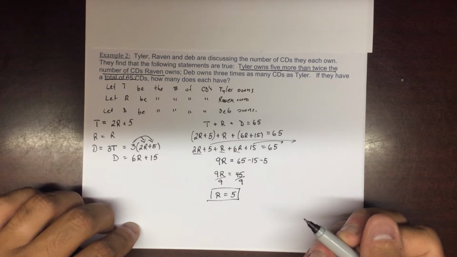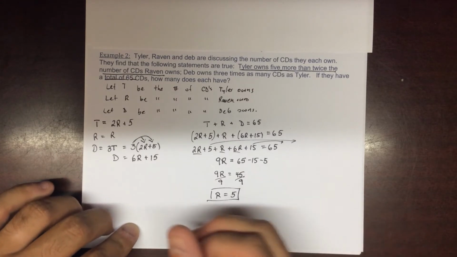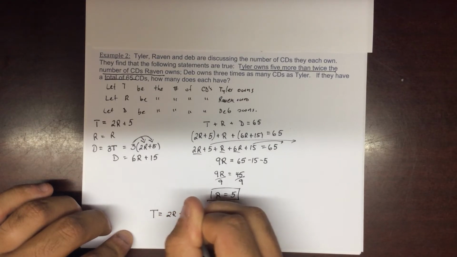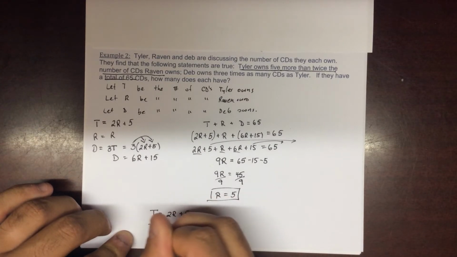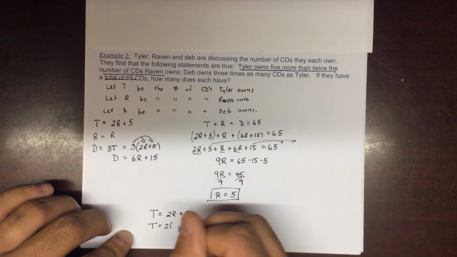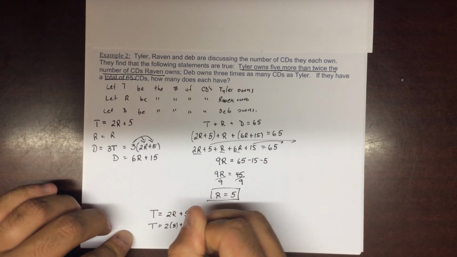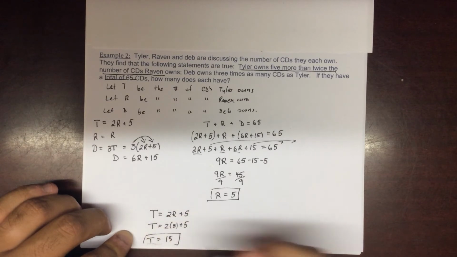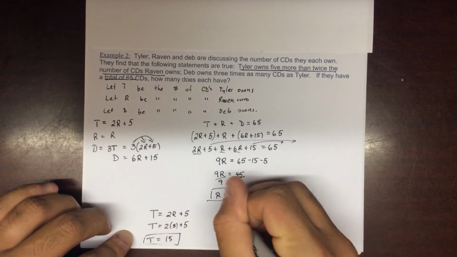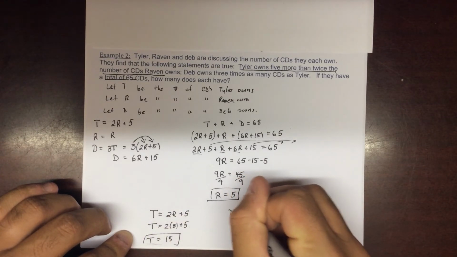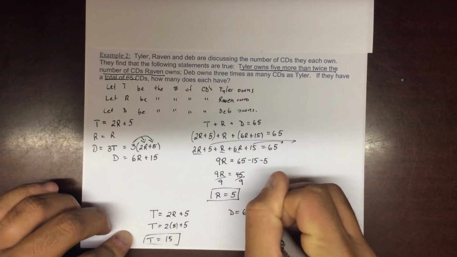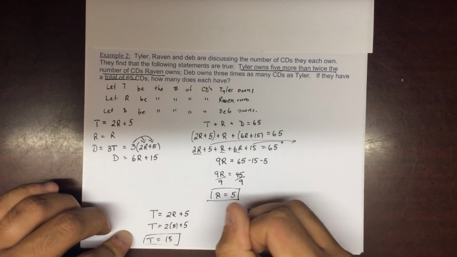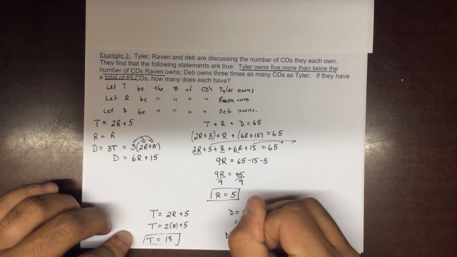Well, there we go. Raven owns 5 CDs. What about Tyler? Well, Tyler is 2R plus 5, and I substitute in the 5. Well, Tyler owns 15. And what about Deb? Deb is 6R plus 15. 6 times 5 plus 15. Deb owns 45.